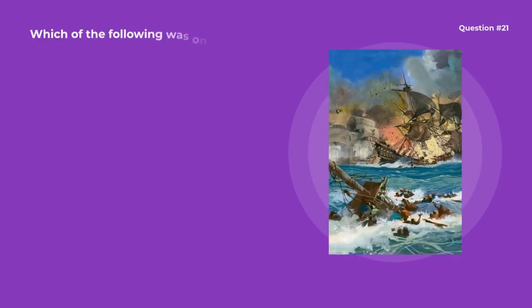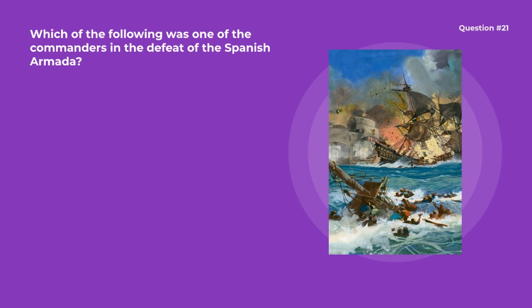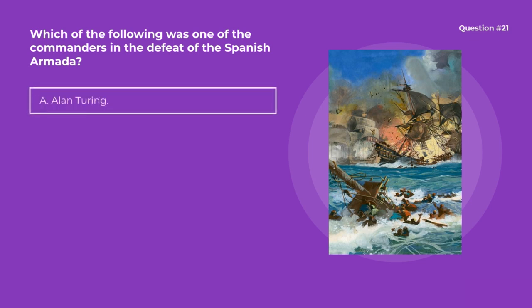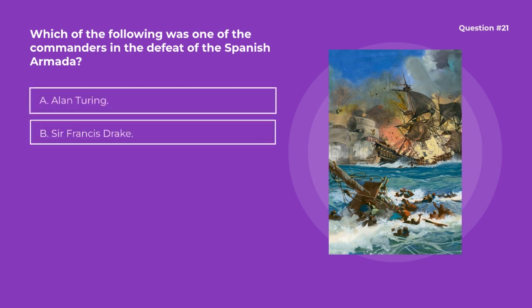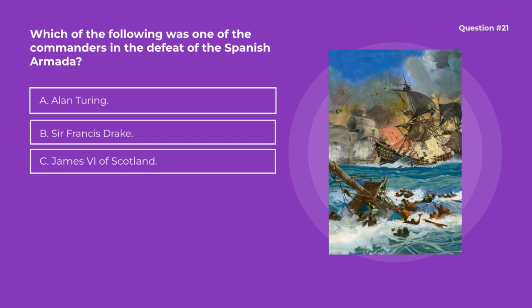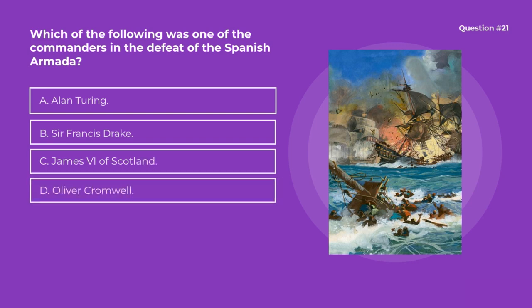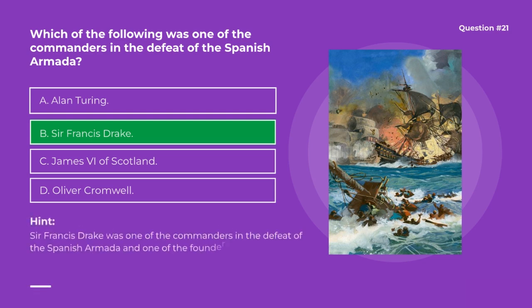Question number 21. Which of the following was one of the commanders in the defeat of the Spanish Armada? Options are A. Alan Turing, B. Sir Francis Drake, C. James VI of Scotland, D. Oliver Cromwell. The correct option is Sir Francis Drake. Sir Francis Drake was one of the commanders in the defeat of the Spanish Armada and one of the founders of England's naval tradition.